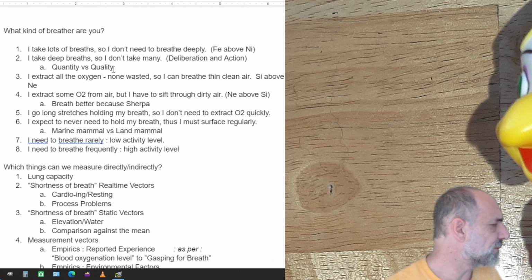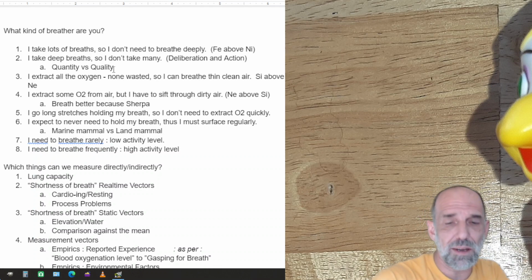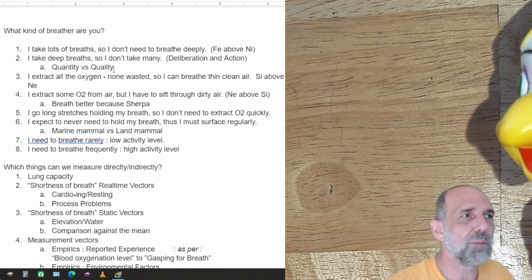So let's say we're going to ask, well, what kind of breather are you? We're going to test to find out what kind of breather you are, like a personality test. I take lots of breaths, so I don't need to breathe deeply. I just put a couple of cognitive functions in: that would be like Fe above Ni in the analog. The analog doesn't break down all that far. But I take deep breaths, so I don't take many.